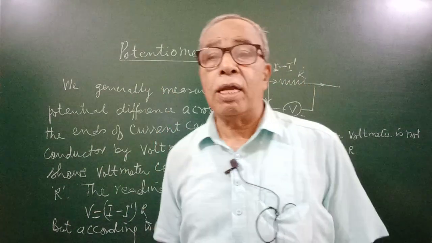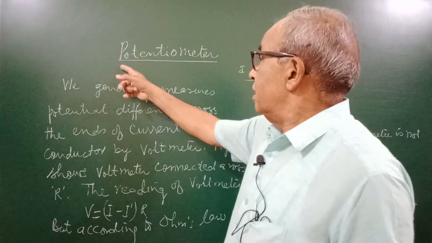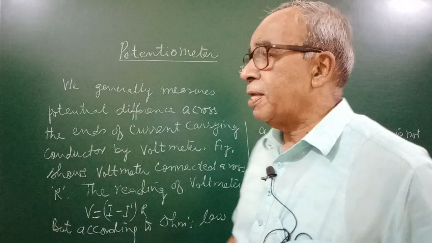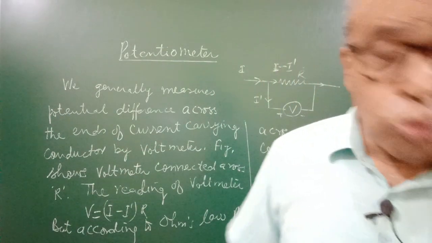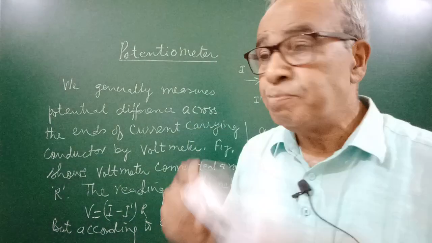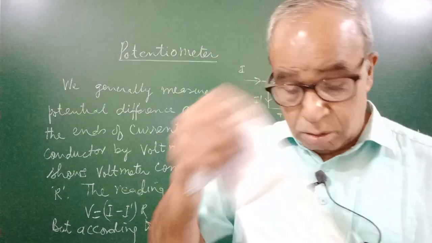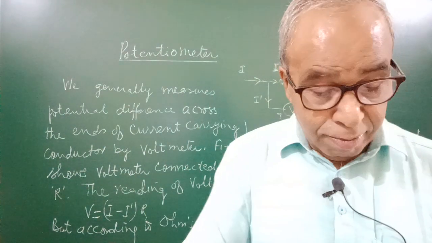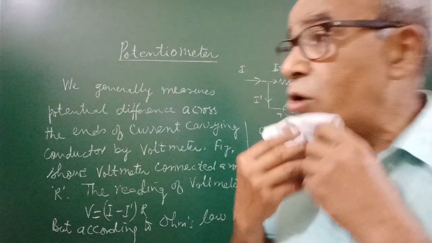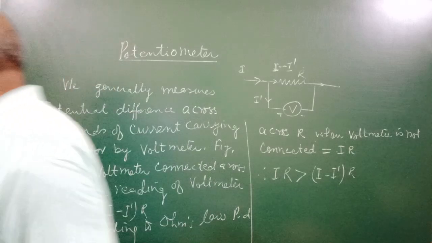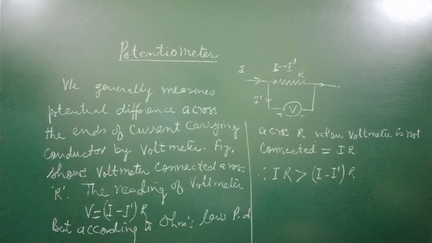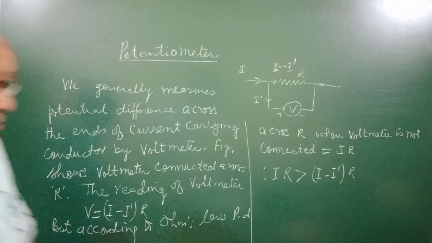Yes, dear friends, the last topic is potentiometer. What is a potentiometer? It is a device used to measure potential difference. But in doing the experiment of Ohm's law in the lab, you use a voltmeter to measure the potential difference. Then what is the need of a potentiometer?